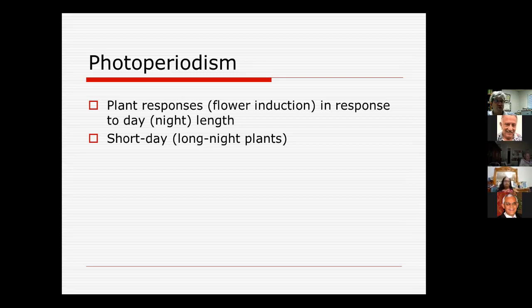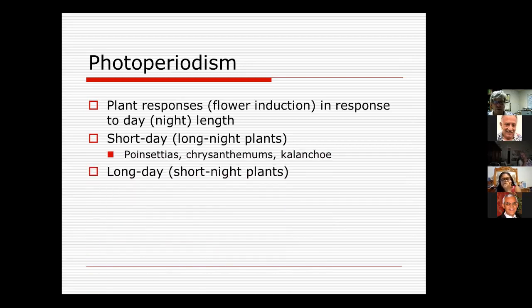So what we think of as a short day plant, like a poinsettia or a mum or a kalanchoe, if you didn't know that, kalanchoes, Christmas cactus, those are all examples of short day plants. Technically, we should be calling those long night plants because they need uninterrupted nights in order to bloom. And long day plants, really, we should be calling those short night plants because it's the night that the plant responds to, not the day length.